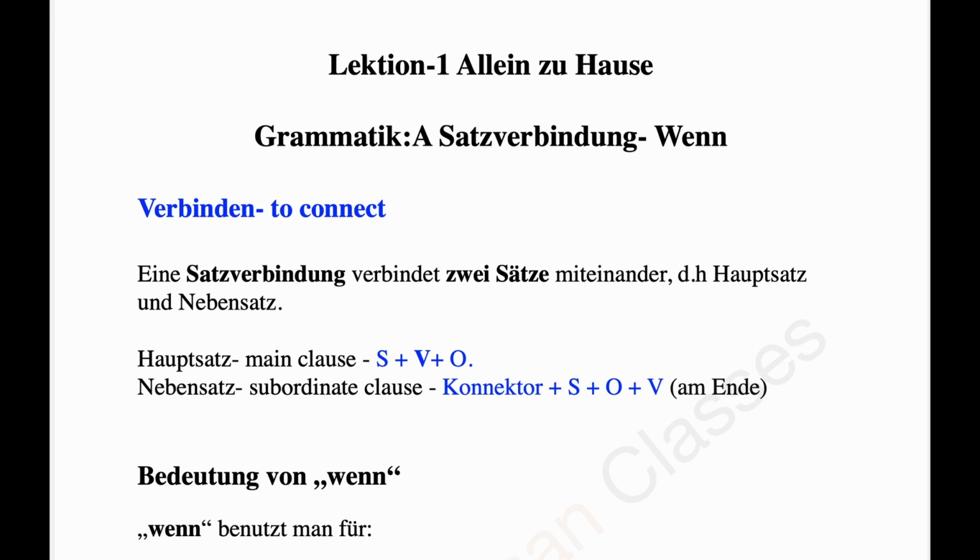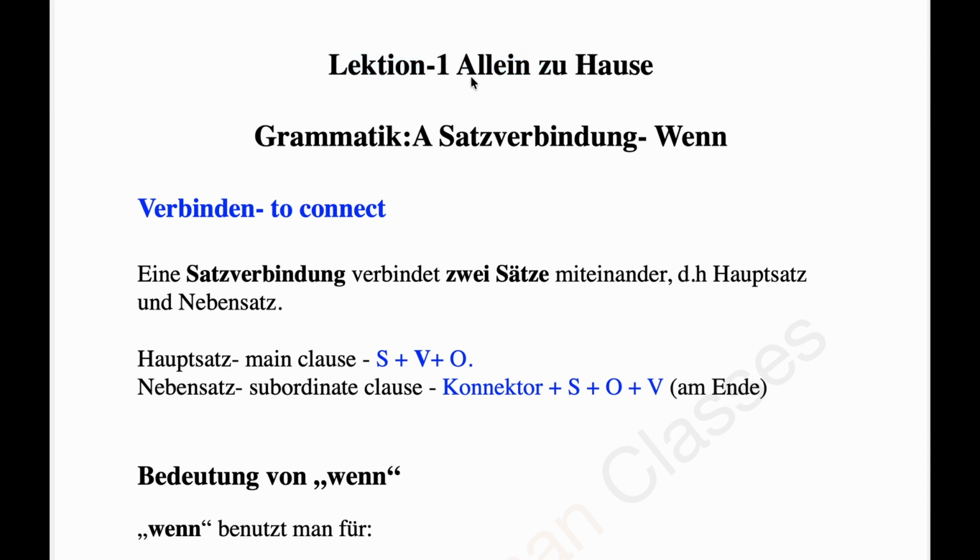Now in this video we will be covering a very important topic of class 9 from chapter 1, that is Satzverbindung wenn. Satzverbindung bedeutet sentence connector. Verbinden is a verb which means to connect. So from this verb we have got this noun Verbindung which means connector, right? So this is the very first topic of chapter 1.